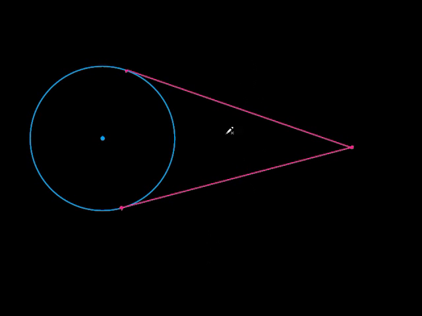So here's our situation. I have two tangents drawn from a point outside the circle. And we have a theorem that says if two segments from the same exterior point are tangent to a circle, they are congruent.